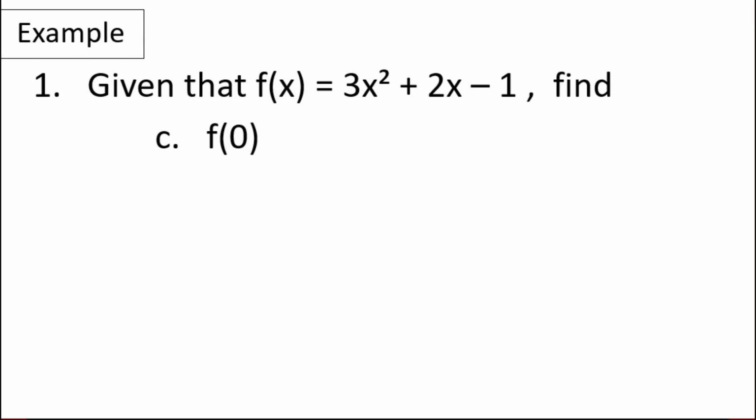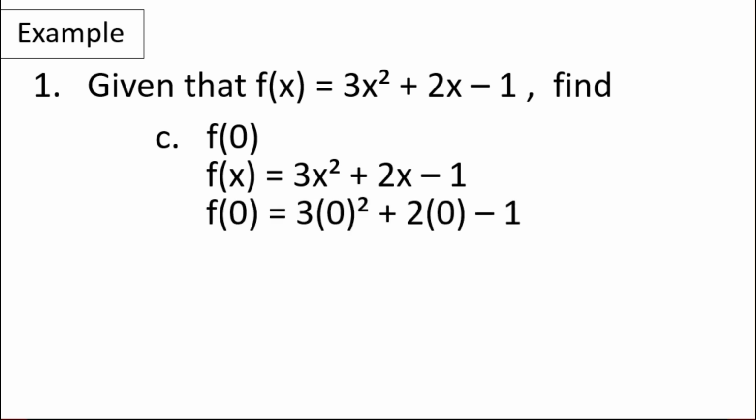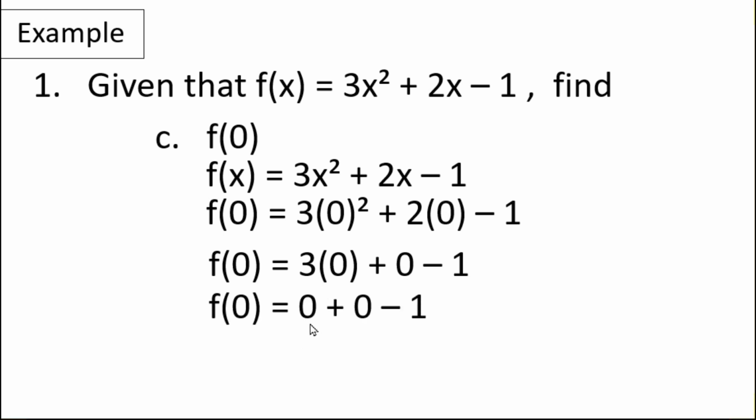Letter C, let's have f of 0. So let's evaluate f of 0. So copy the quadratic function. Then we substitute the value 0 in place of x. So we have f of 0 equals 3 times 0 squared plus 2 times 0. So dito, simplify muna natin si 0 squared. So that is, of course, 0. 2 times 0 is 0. Then we simplify 3 times 0. So 3 times 0 is 0. Thus we have f of 0 equals 0 plus 0 minus 1. And then simplifying the right side, 0 plus 0 minus 1, that is of course negative 1. So f of 0 equals negative 1.